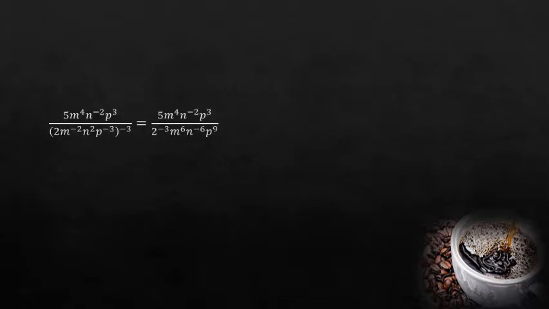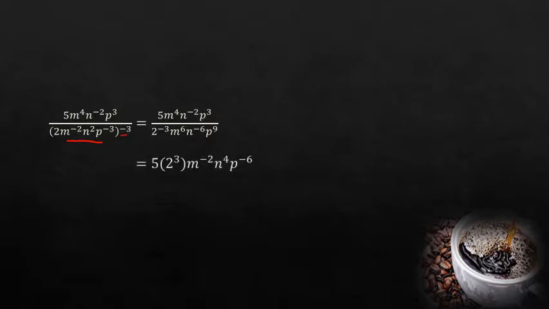Another example, let's say we have this quotient: 5m to the power 4 n to the power negative 2 p cubed, all over 2m to the negative 2 n squared p to the power negative 3. The denominator here is being raised to the power negative 3. So again, we need to do exponent on the denominator. So we copy the numerator, and then the denominator would have 2 to the power negative 3. M will now have 6 because that's negative 2 times negative 3. N will have negative 6, so again that's 2 times negative 3, and then P will have power 9.